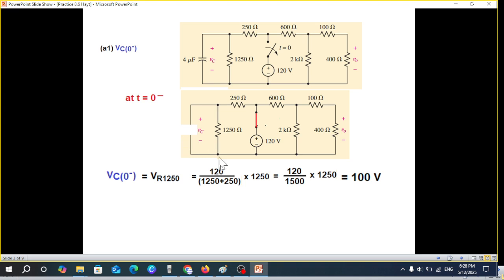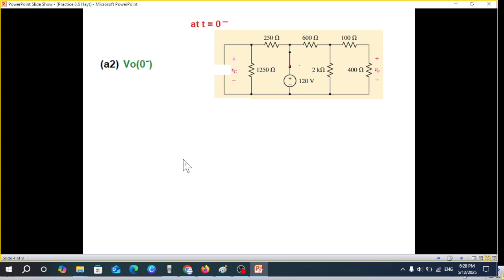So VC0 is 100 volt, and I'm just going to show the answer given in the book and tick each one as we go on. The first one is done. Now the next is to find VO0.